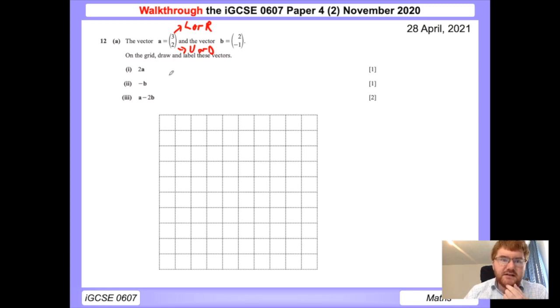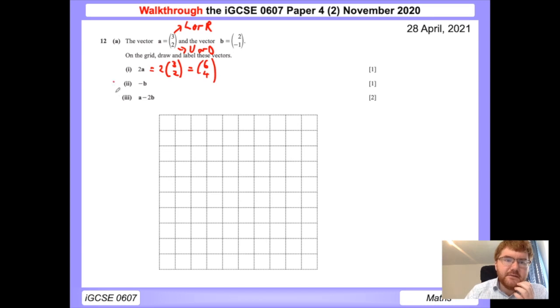So the way I would do this is just work out each one first and then draw them on. So the vector 2a is just two lots of 3, 2. So we just multiply both numbers by 2. So 3 times 2 is equal to 6, and then 2 times 2 is equal to 4.